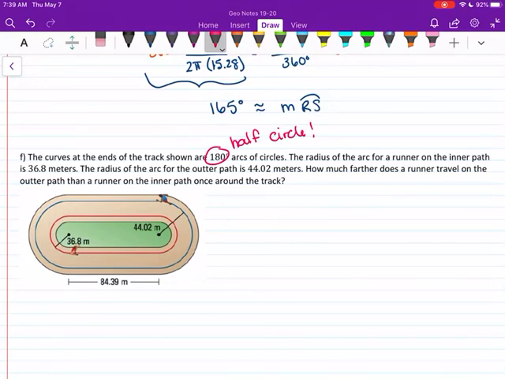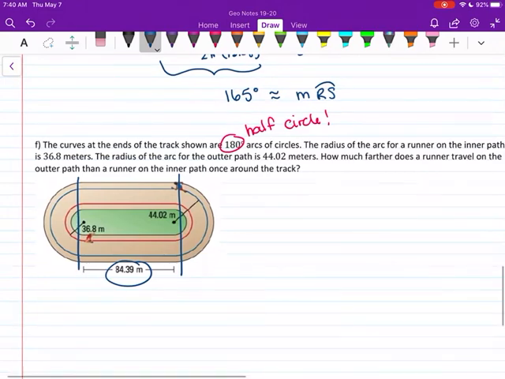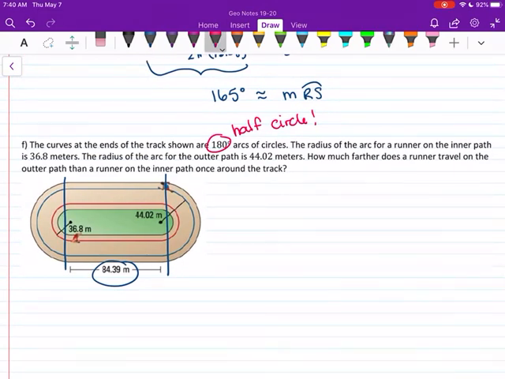So if I look at this, essentially what I have is half a circle here, half a circle here, and then I have the inside. So if I figure out the circumference of a circle and add it to 2 of the distance on the inside, which is 84.39, then I can figure it out, okay? So let's talk about the inner path. Ooh, the inner path is red, so I'm going to use pink.